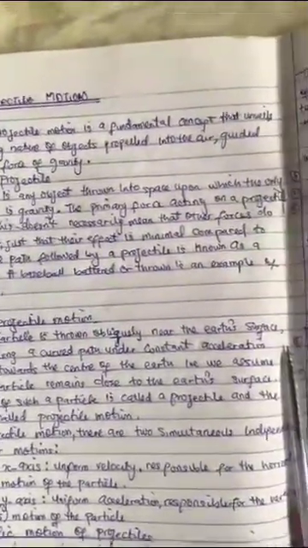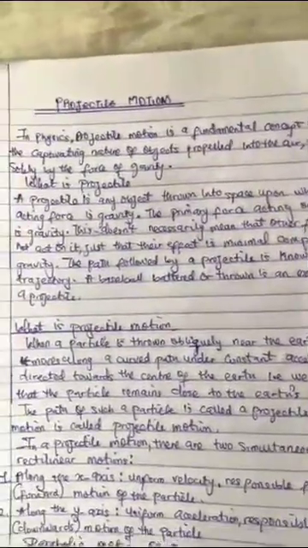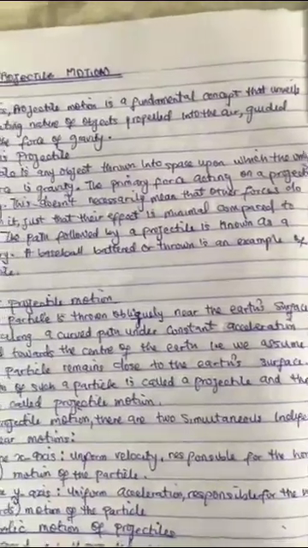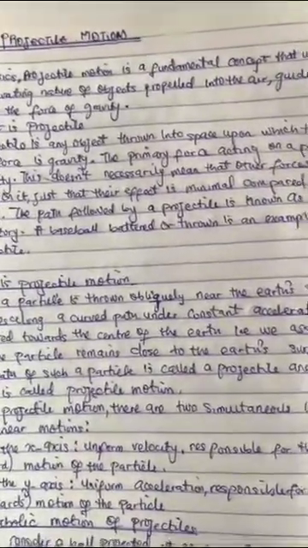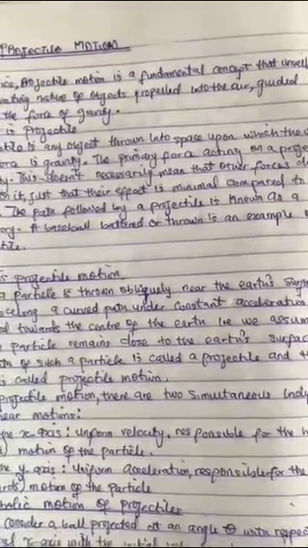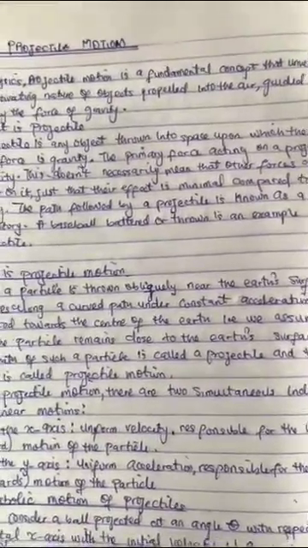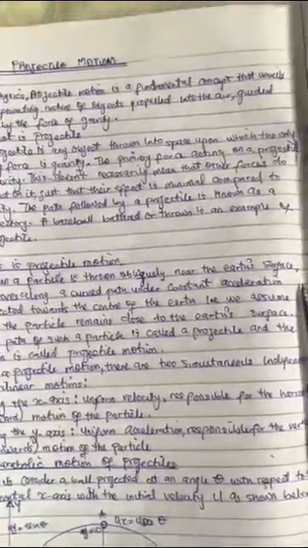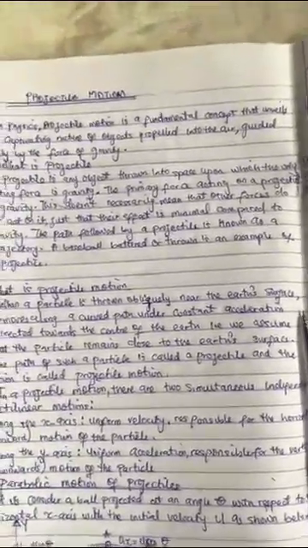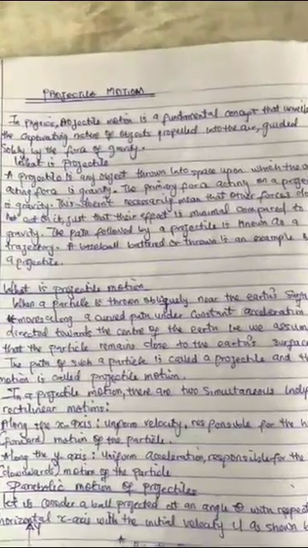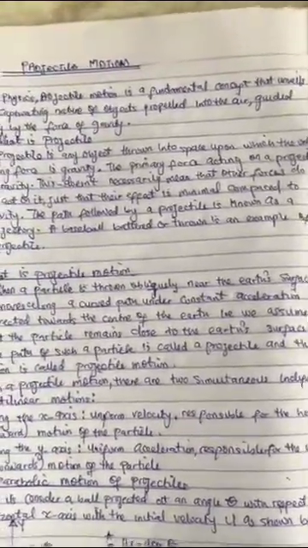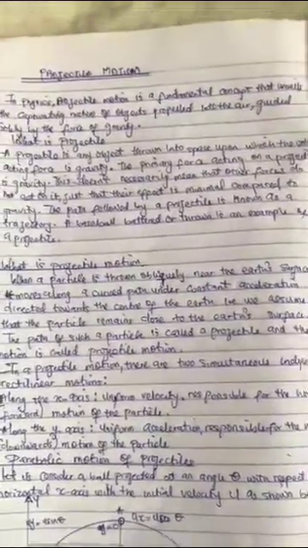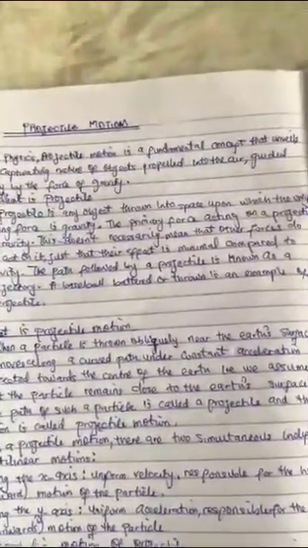Now, what is a projectile? A projectile is an object thrown into space upon which the only acting force is gravity. The primary force acting on a projectile is gravity. This does not necessarily mean that other factors do not act on it, just that their effect is minimal compared to gravity. The path followed by a projectile is known as a trajectory. A baseball batted or thrown is an example of a projectile, a typical one at that.